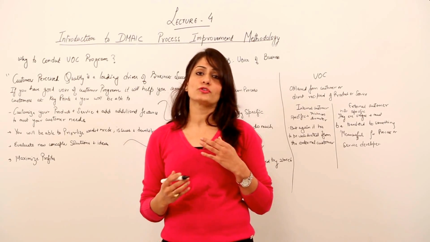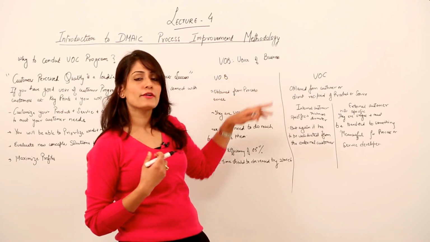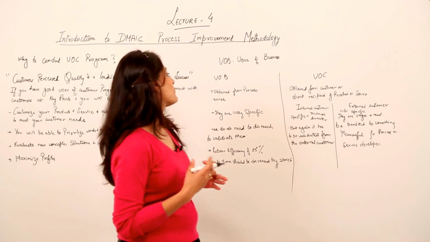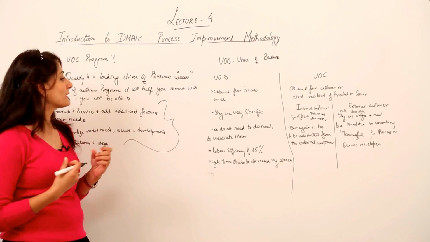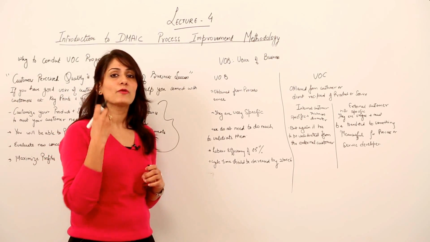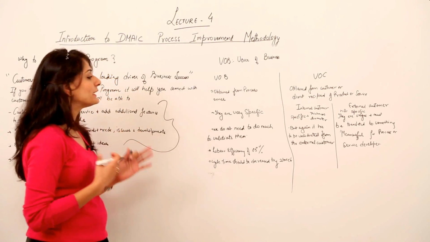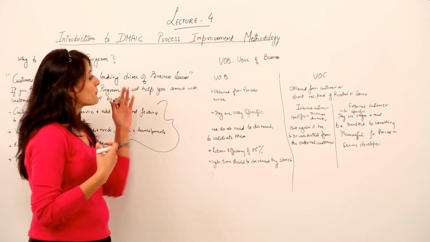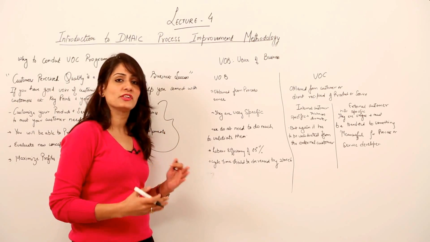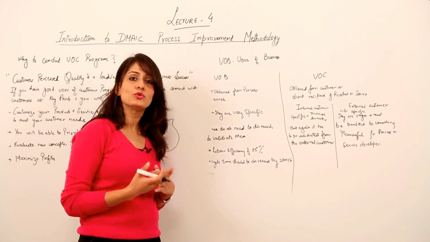So now here I want to introduce you to one more term, which is VOB, or voice of business, and this we get from the process owner. The feature of VOB is that it's very specific. Whatever the wants of the process owner are, they are very specific and we do not need to do much to validate those. Like the process owner wants the labor efficiency of 85%, or they want to reduce the cycle time by 2 hours.